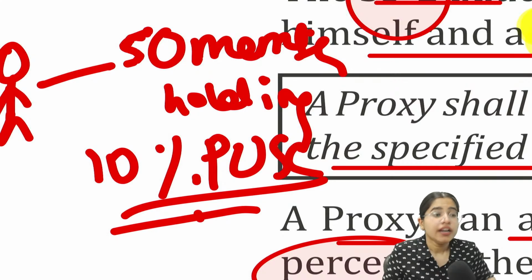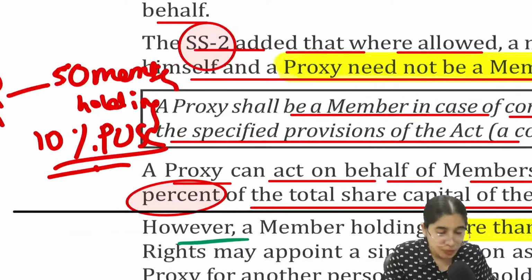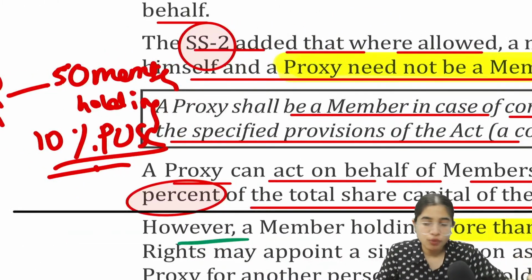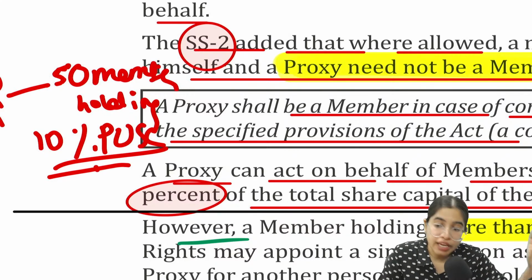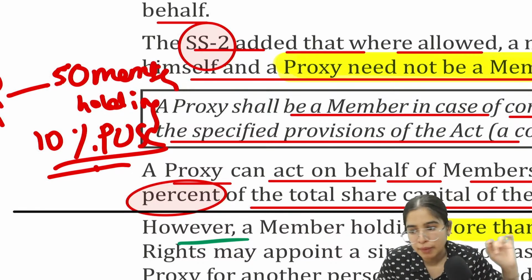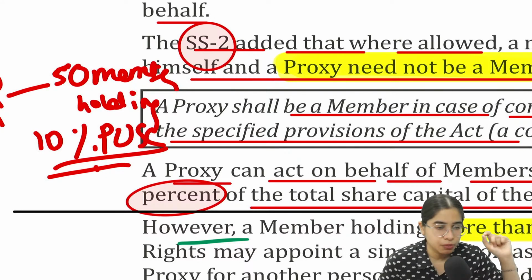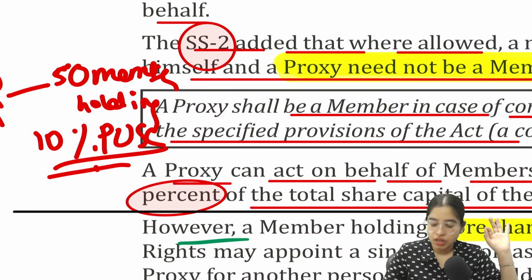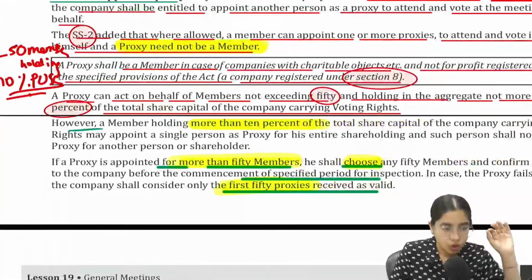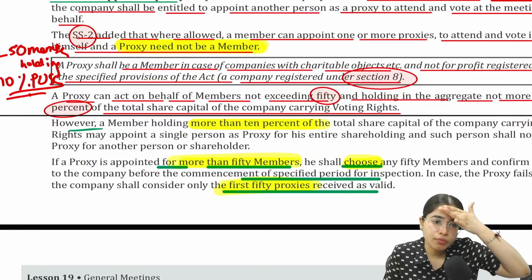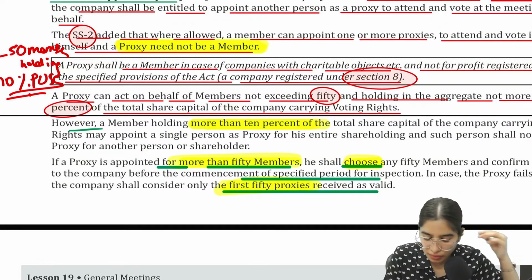Holding maximum 10% paid up share capital, which means that if Khushi wants to become proxy of members, she can become proxy of maximum 50 members. She can become proxy of maximum 50 members who are holding not more than 10% of the paid up share capital. Apart from that, she cannot hold proxy of those members who are holding more than 10% of the paid up share capital.